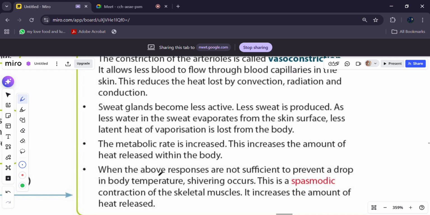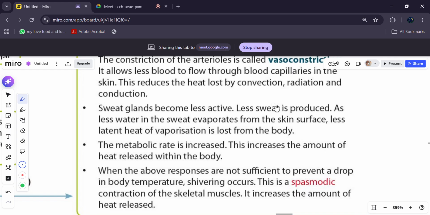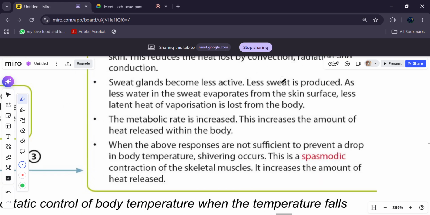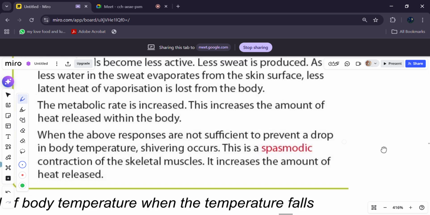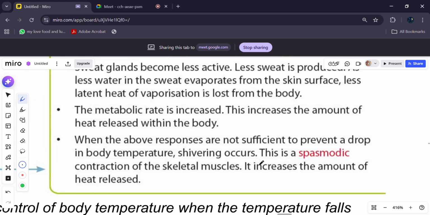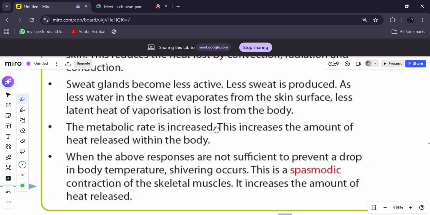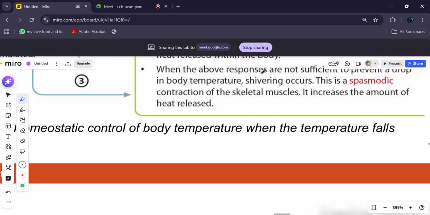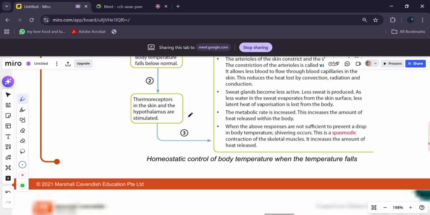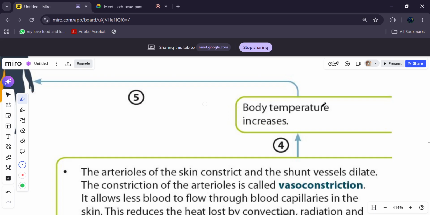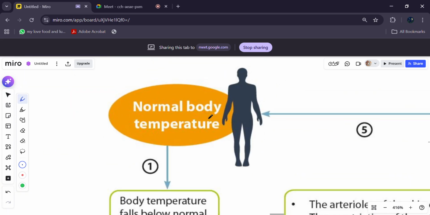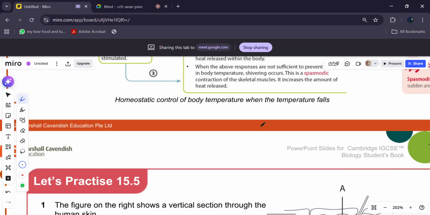And when the above responses are not sufficient to prevent a drop in body temperature, shivering occurs. When we shiver, the rapid spasmodic contraction of the skeletal muscles increases the amount of heat released. Therefore, the body temperature increases and the body returns to the normal body temperature.